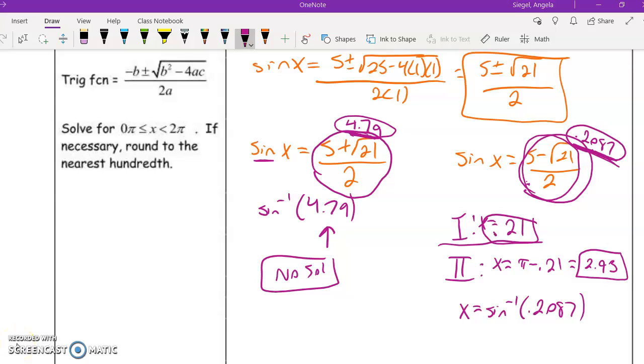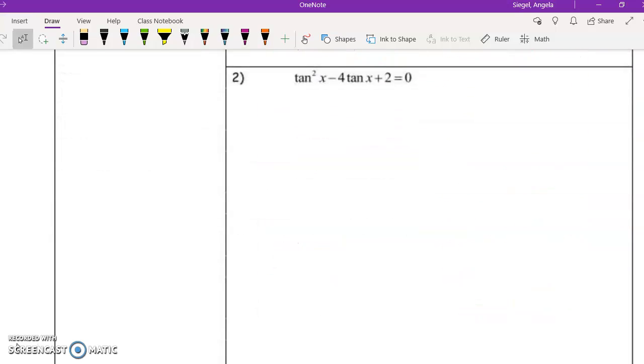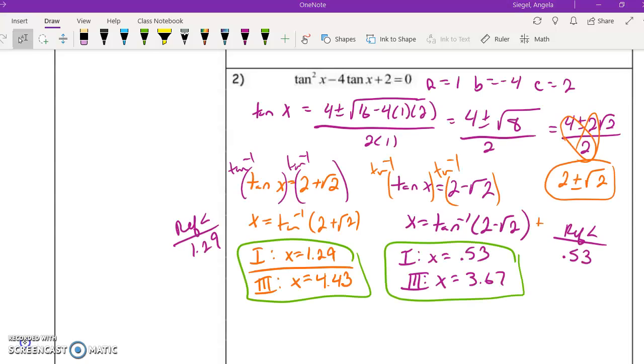And one more thing, it is a total coincidence that this and this are similar. When you type it in your calculator, you'll see that they're not the same, it's just the way it worked out. It's not the same number. Okay, so go ahead and try number 2 on your own, and I'll work through it, and we'll see if we end up in the same spot.